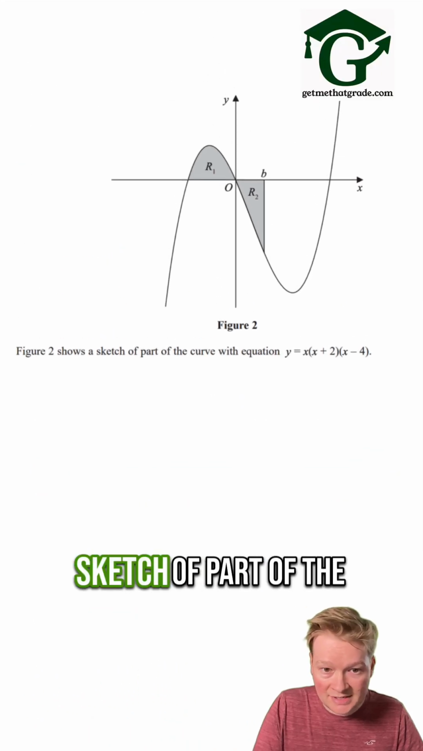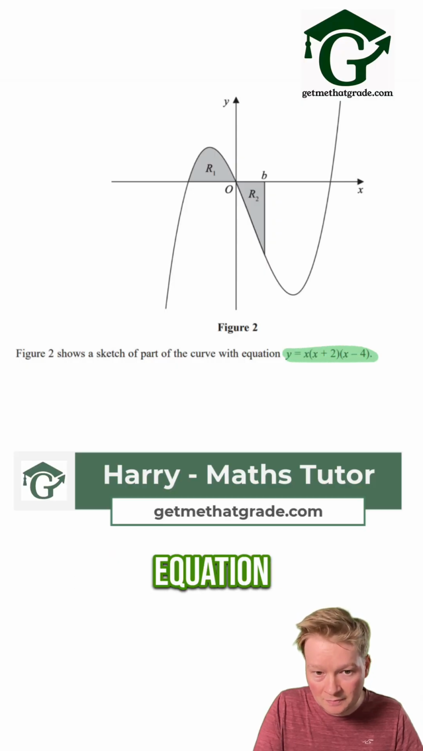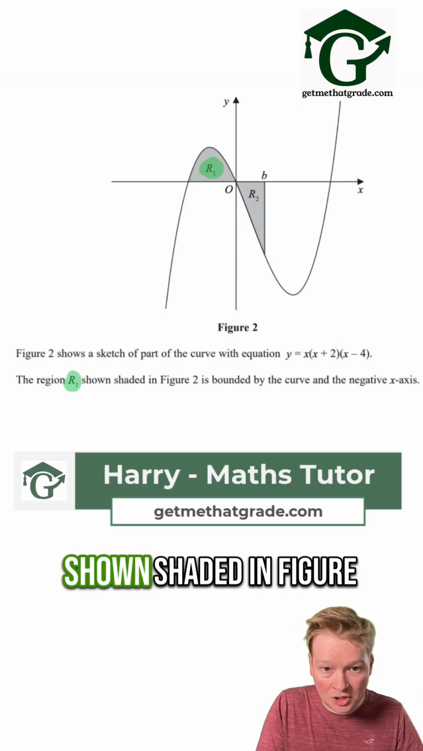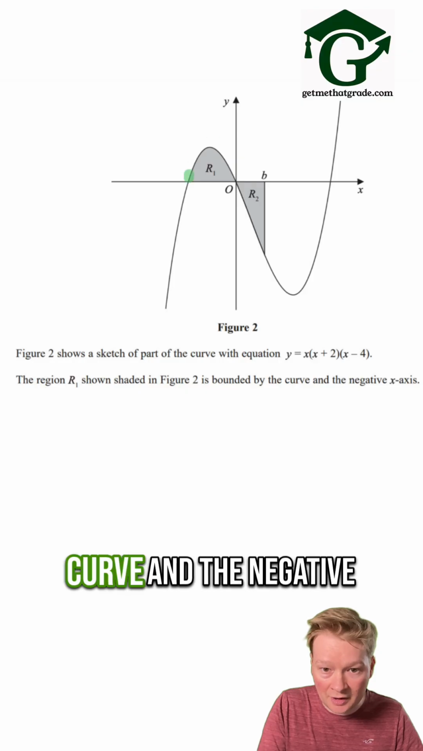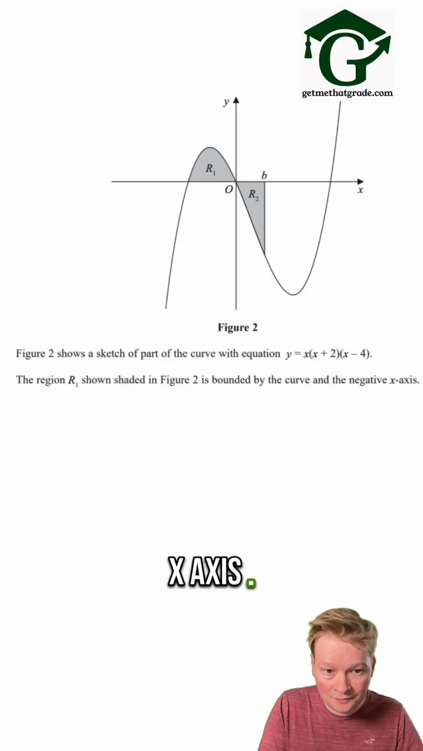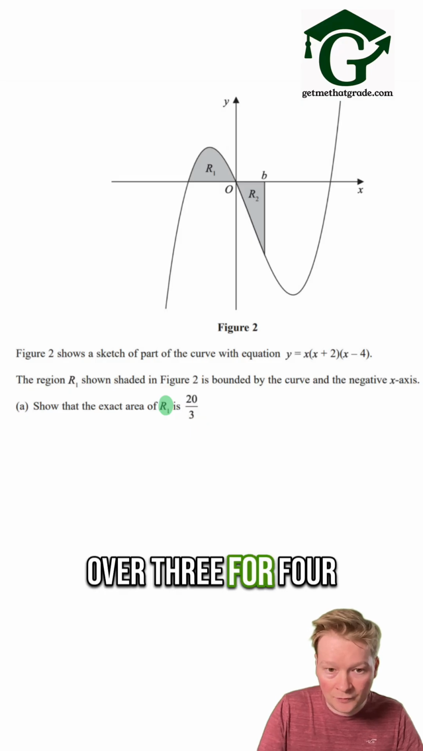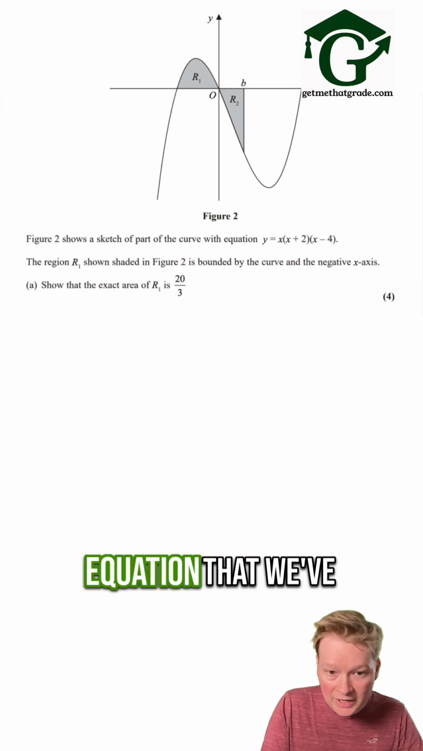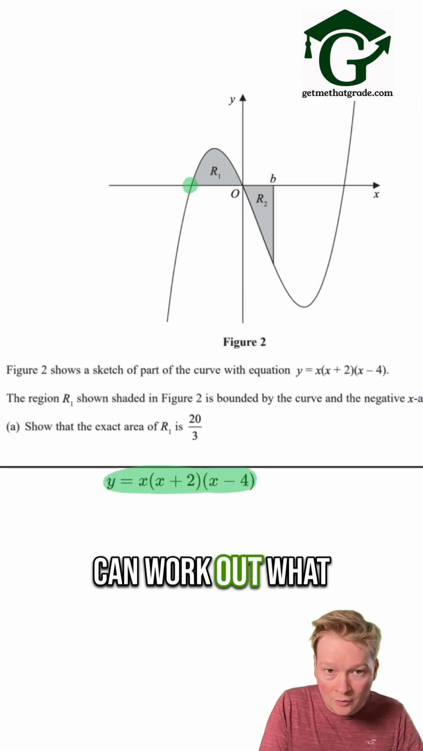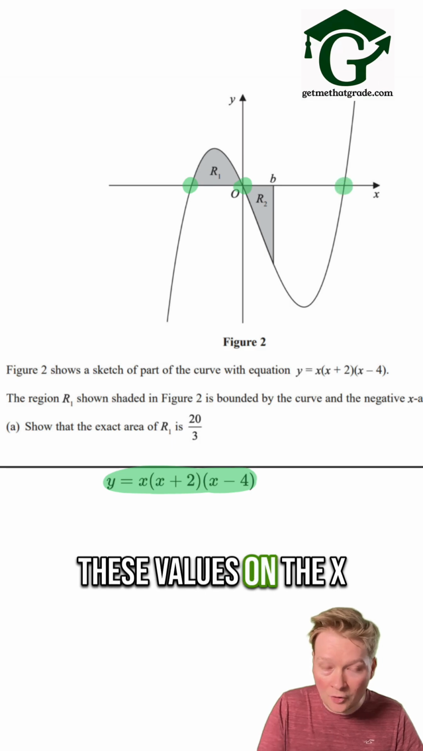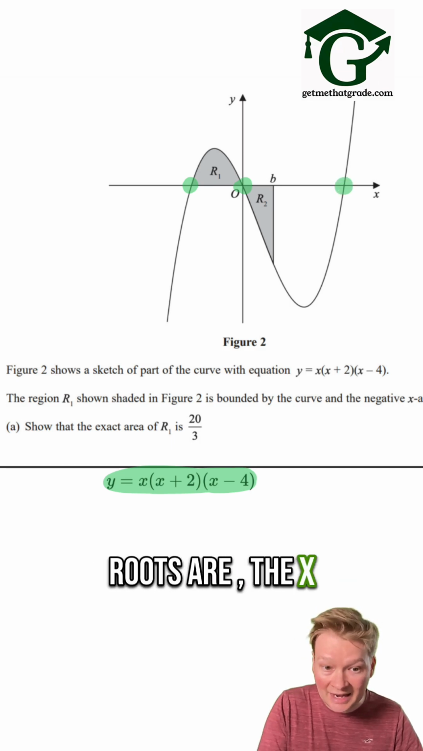Figure 2 shows a sketch of part of the curve with this equation. The region R1, as shown shaded in figure 2, is bounded by the curve and the negative x-axis. Show that the exact area of R1 is 20/3 for 4 marks. Let's start with the equation that we've been given and see if we can work out what these values on the x-axis are, what the roots are, the x-intercepts.